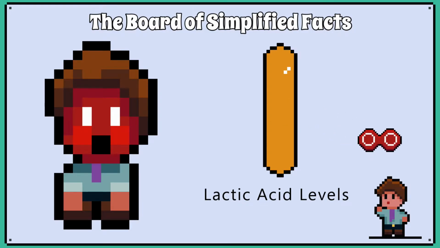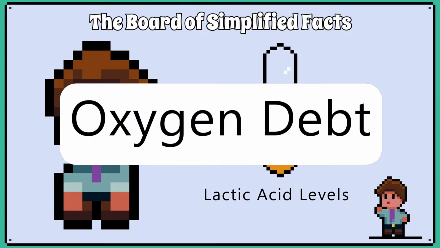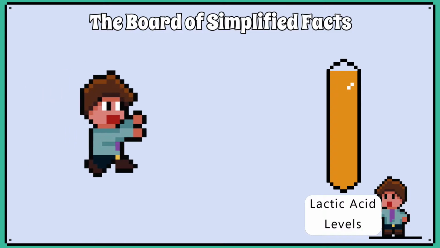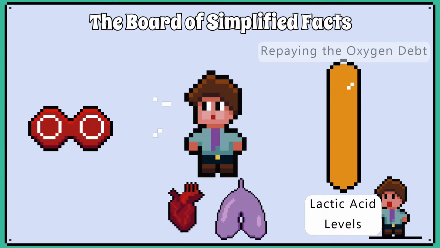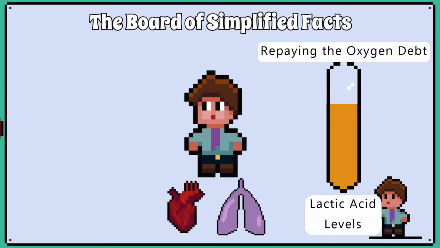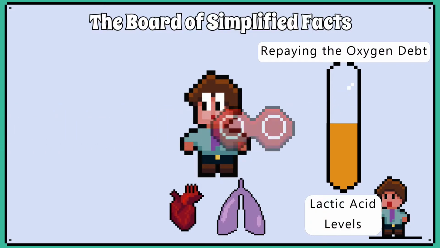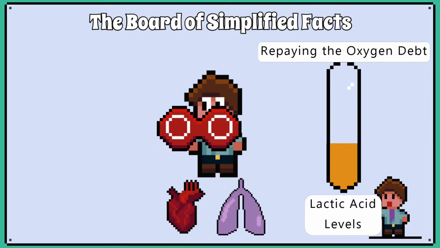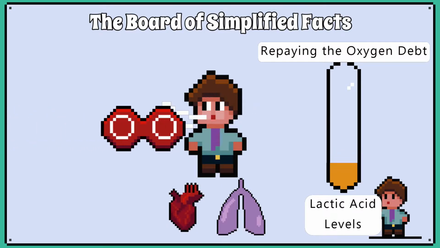Once you stop exercising, the body still needs to use up extra oxygen to break down the lactic acid. And we call this an oxygen debt. You will have noticed that after a sprint, you are still breathing heavily and your heart rate is high, as the body still needs to get lots of oxygen into the blood and deliver it quickly to the cells. That extra oxygen is needed to break down the lactic acid.